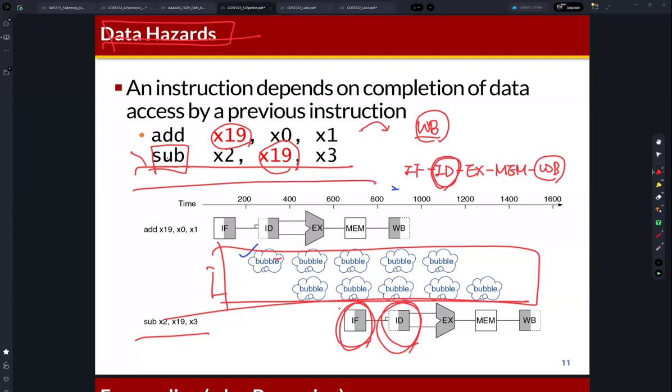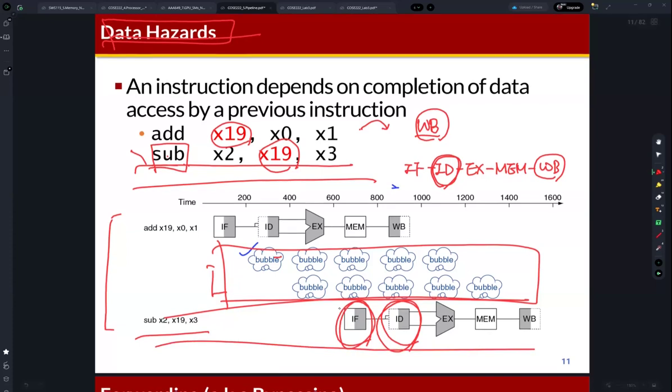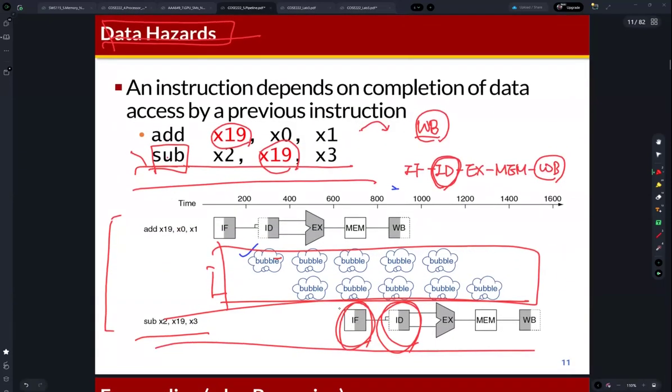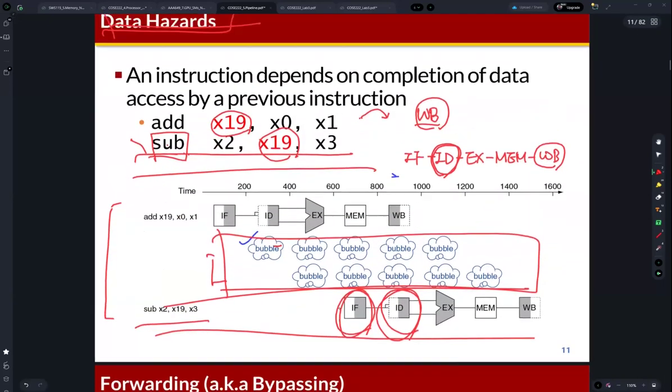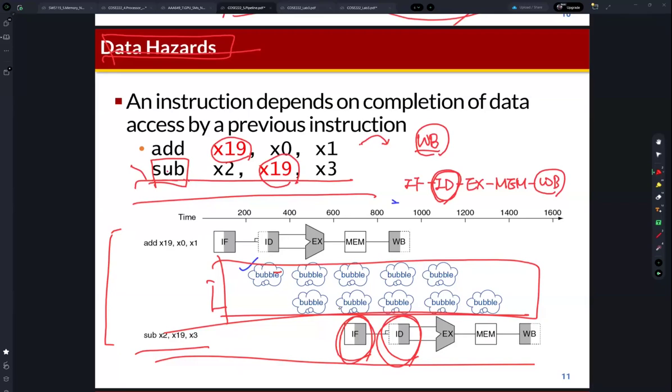In the pipeline architecture, this event can happen very frequently, so you need to understand this. I will explain the other hazards in the next class. Okay, then I'll start here in the next class.